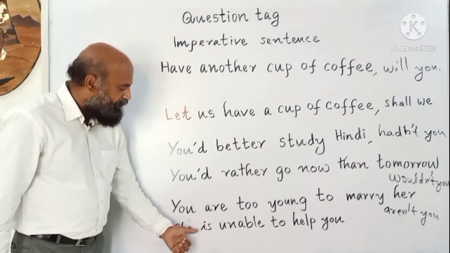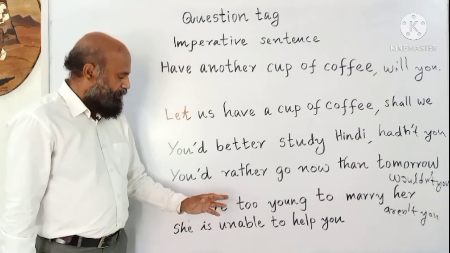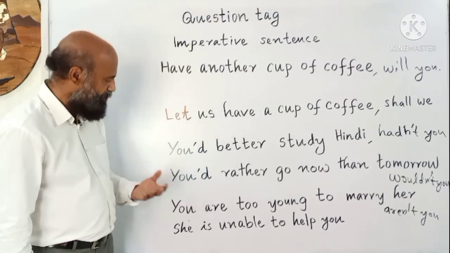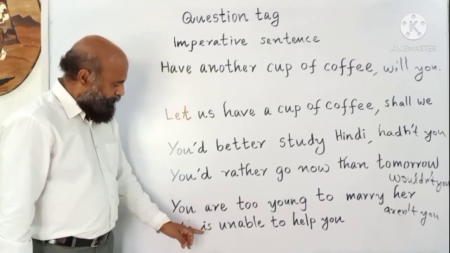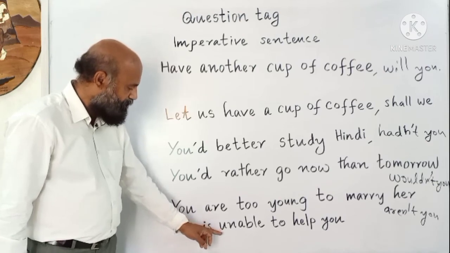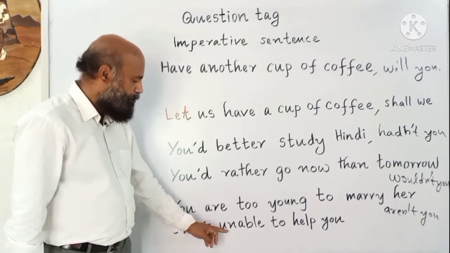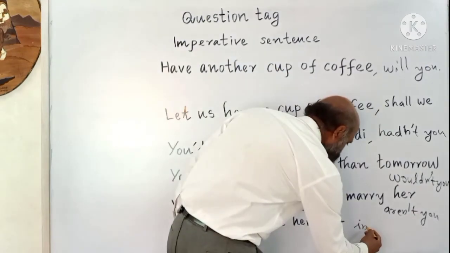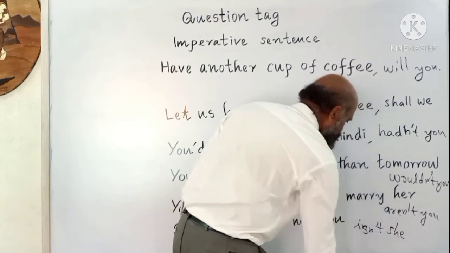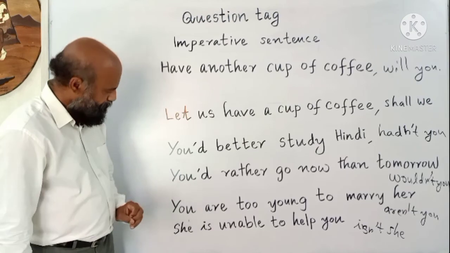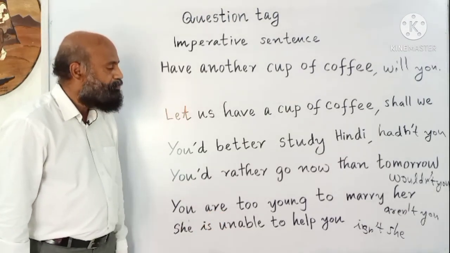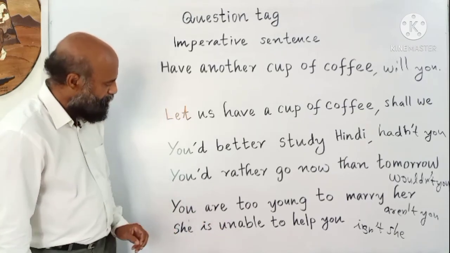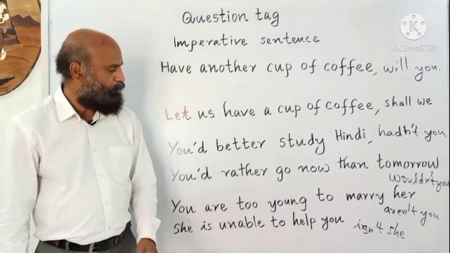Similarly, in this sentence, she is unable to help you. It's negative, unable, but the negative words to be noticed are not, hardly, scarcely. This is a prefix, which is not included. This is a negative sentence, and a negative sentence should take a positive tag, but in this case, it is isn't she? Because a prefix is not included in those negative words. So generally a negative sentence takes a positive tag, but this prefix is not considered. So in she is unable to help you, the question tag is isn't she?